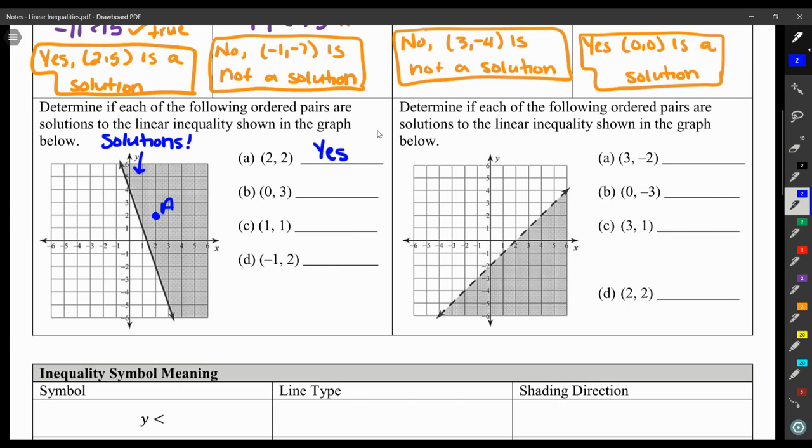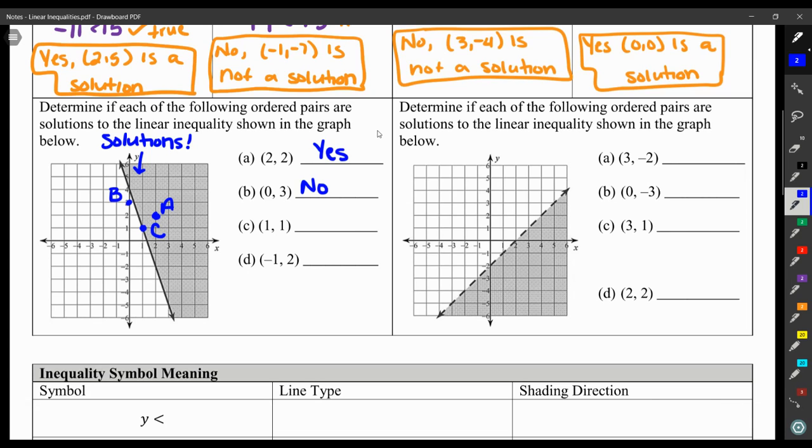Letter B says (0, 3), so over nothing and up 3. Letter B is barely outside the shade. Since B is in that white space, it's not in the shaded area, so no, (0, 3) is not a solution to this linear inequality. Letter C is (1, 1). Now here's a weird one. (1, 1) lies on the line.